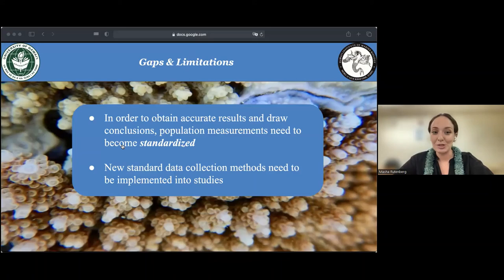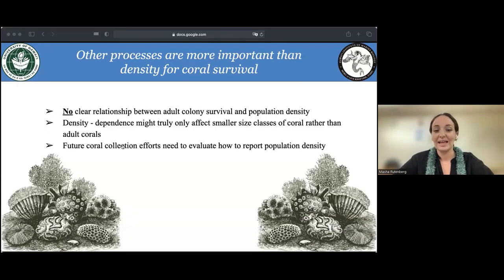Therefore, in order to obtain an accurate result and draw conclusions, population measurements need to become standardized. New standard data collection methods need to be implemented into studies to further get accurate results. And then to conclude, I'd like for you to accept some final remarks.